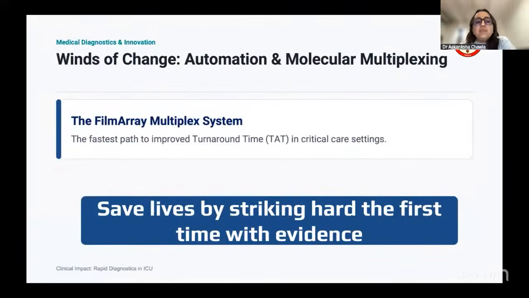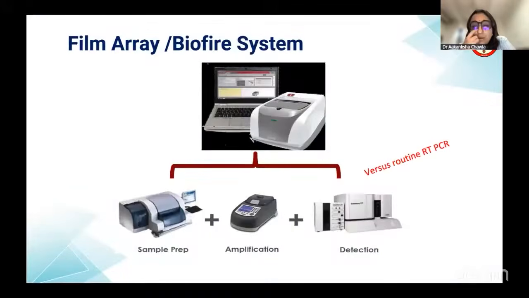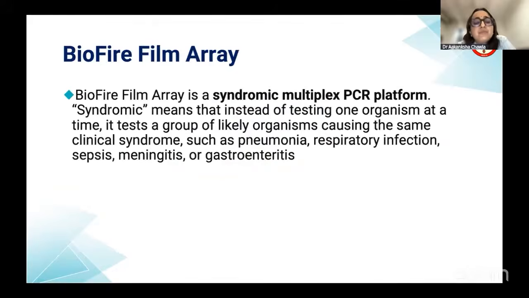Now, the FilmArray multiplex system. This is the fastest path to improve the turnaround time in critical care settings. This is the FilmArray BioFire system, and as you can see, it is a fully automated system. You prepare the sample, and once it is put into the machine, it is extracted, amplified, and detected by the machine, and the machine gives you the results. So BioFire FilmArray is a syndromic multiplex PCR platform. Syndromic means that instead of testing for one organism at a time, it tests a group of likely organisms causing the same clinical syndrome, such as pneumonia, respiratory infection, sepsis, meningitis, and gastroenteritis.